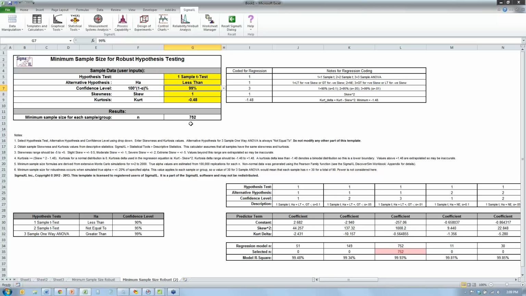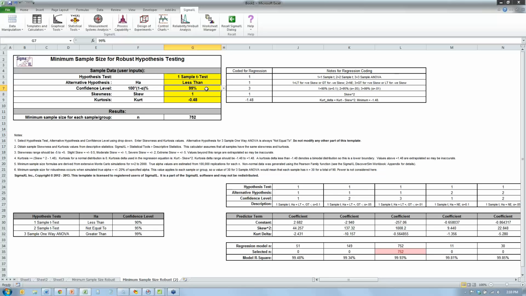So if I have a one-sided, one-sample t-test with a 99% confidence interval, I need a much bigger sample size to guarantee robustness. Now, you might ask, what do you mean by robustness? In our notes here, robustness is defined as being within 20% of the specified alpha value. So if in this case I have an alpha value of 0.01, we run simulations with a specified skewness and kurtosis, and then keep increasing the sample size till it gets to the point where the observed alpha value is within 20% of the specified.